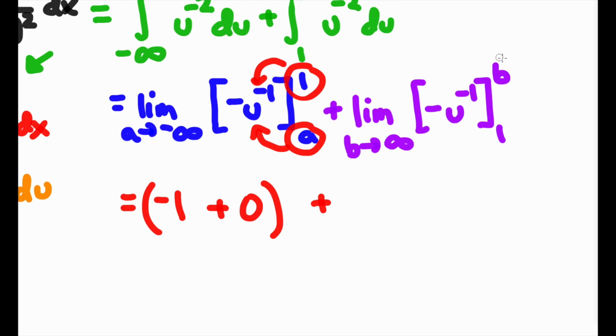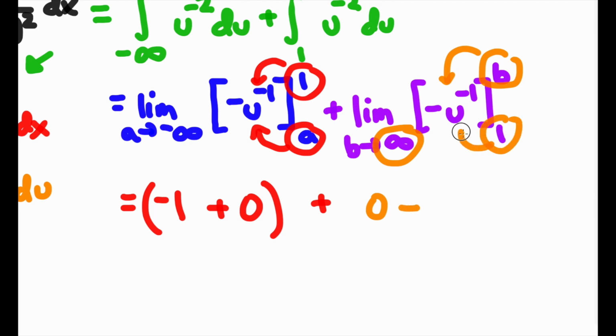The second part, I'm going to do the same thing. I'm going to plug b in here. B is going to positive infinity. So you're going to have negative 1 over positive infinity, which is 0, minus, and then you plug 1 in there, and it's going to be negative 1 over 1, which is just negative 1. Okay, from here, it's just basic simplifying. This becomes 1. 1 plus negative 1, so that's just basically going to cancel out over here, and you're going to end up with 0.